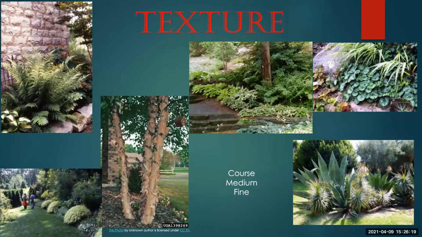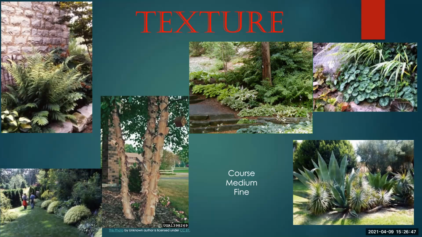Then we're going to talk about texture. We have coarse, we have medium, and we have fine. Coarse textured are the ones that have big leaves with serrations on them. When you look at them, you think, ooh, it's going to feel coarse, kind of sandpapery maybe. It's just got a look about it.